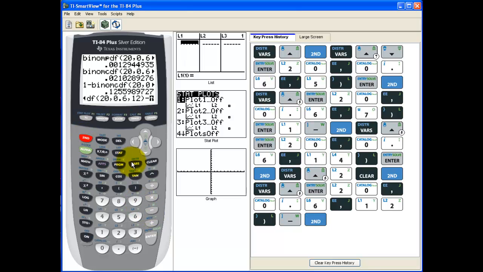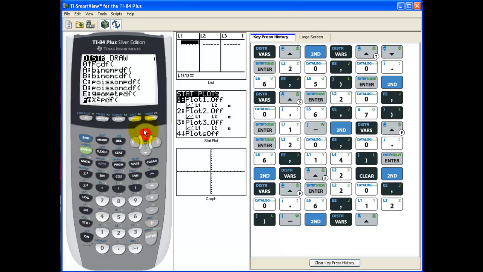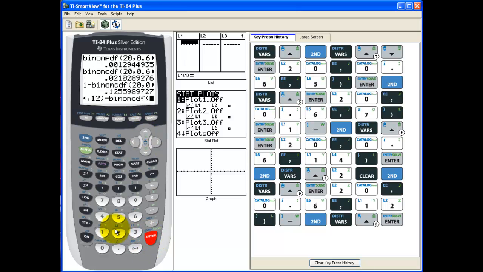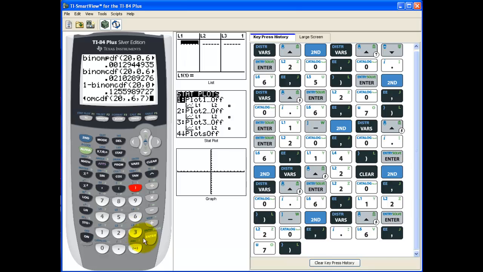So I go back to the distribution menu, go back and get another copy of binomial CDF, press enter, and the syntax would here be 20, comma, 0.6, comma, 7. And there's the result right there.